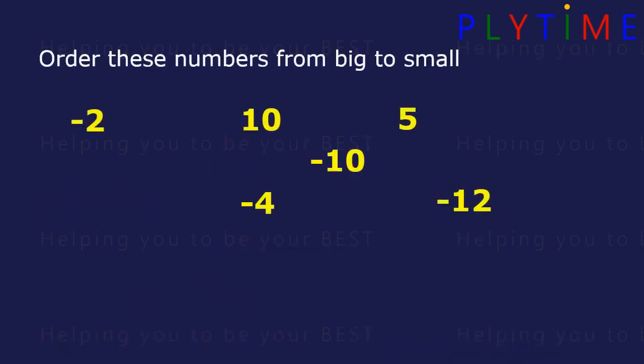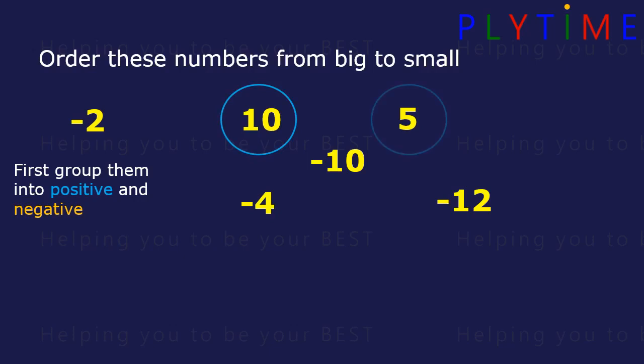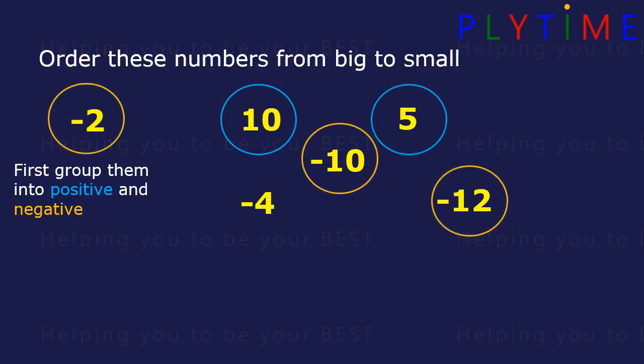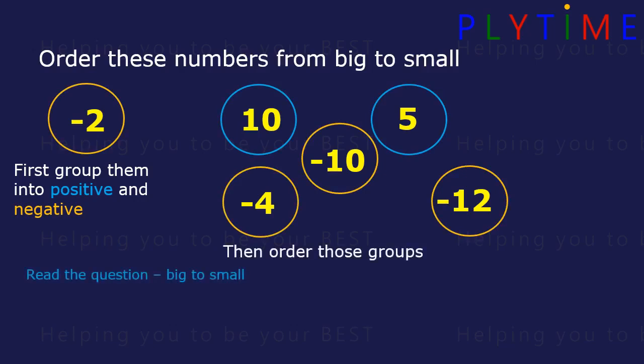Let's order these from biggest to smallest. We'll group them into positives and negatives. There's just these 2 that are positive. And these 4 are negative. Then we order the groups. We're going from biggest to smallest.